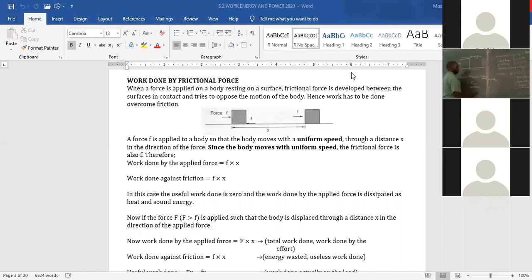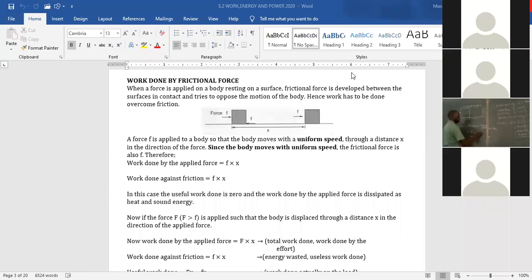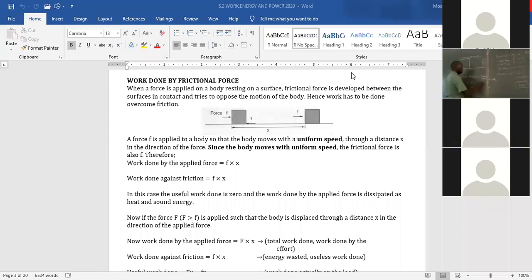And what is the unit for that work? The work must always be in joules. Is that okay, girls? Okay. So let us look at the work done against friction.